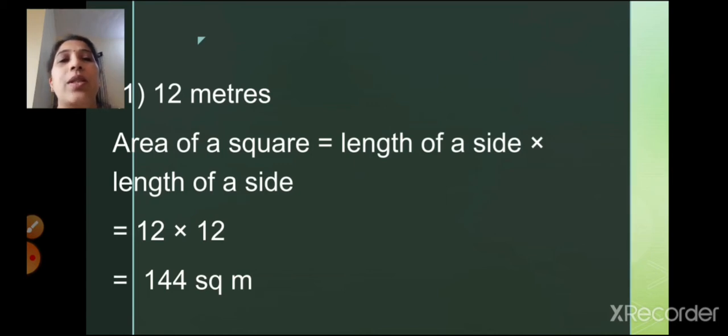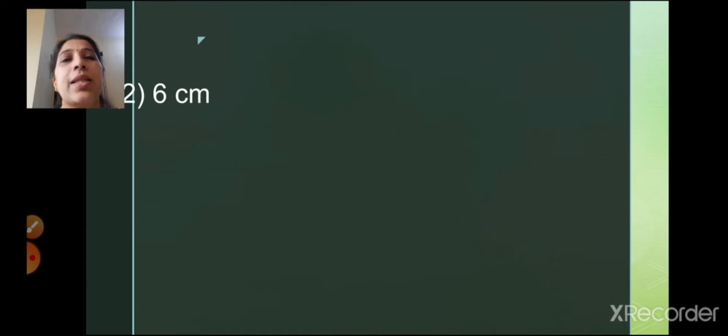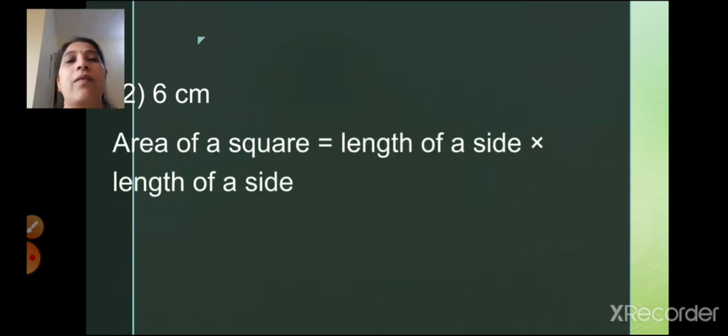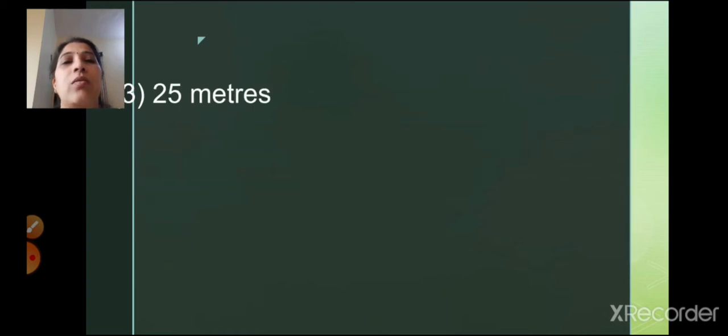So let's move to the second one. 6 centimeter. So the length of the side of the square is 6 centimeter. So what we will do? First again we will write the formula. Area of a square is equal to length of a side into length of a side. So we will write is equal to 6 into 6. So 6 sixes are 36. So you will write 36 square centimeter, right? Let's move to the third one.